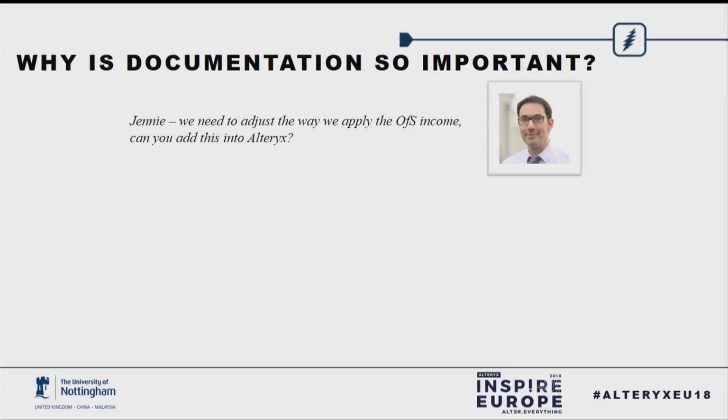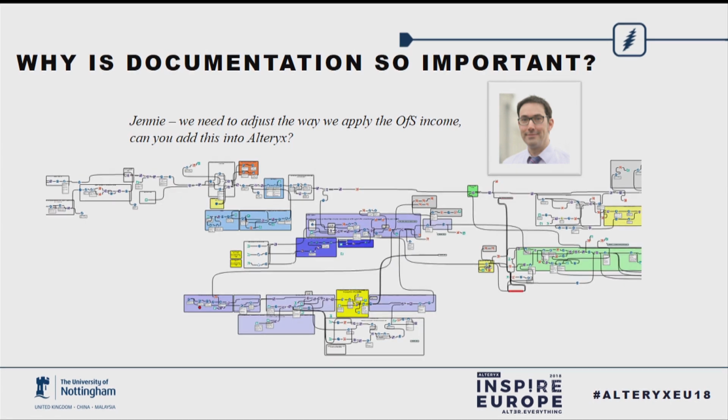And also why documentation is so important is because Neil might come along and say, actually, Jenny, we need to adjust the way that we apply the OFS, which is the Office for Students income. Can you add this into Alteryx? So I was like, yeah, okay, I can add it in. And the documentation actually really helped me because I could see which bit I needed to change. And you can see here that this yellow section is the bit that I added in. So it really helped me to be able to find out the bits I needed to change.